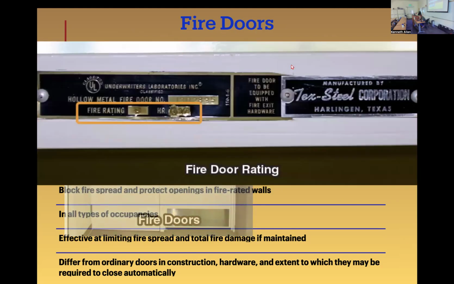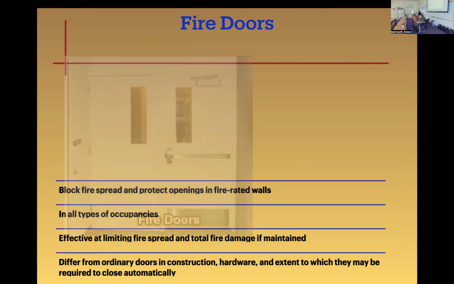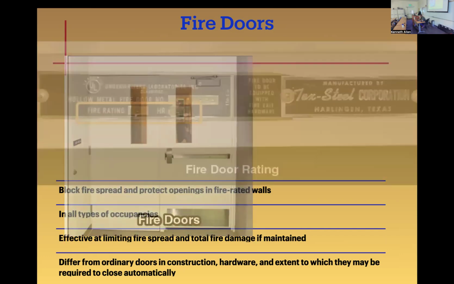Here's how you would tell with fire doors, their fire rating. There's a fire rating of 8. Fire blocks spread and protect the openings of fire walls. All types of occupancies may have this. And this kind of tells you what their rating is. Fire rating, I think that says 8. Let's keep going.